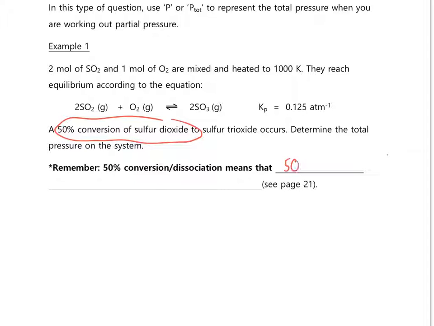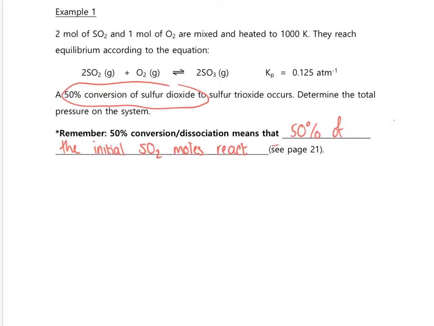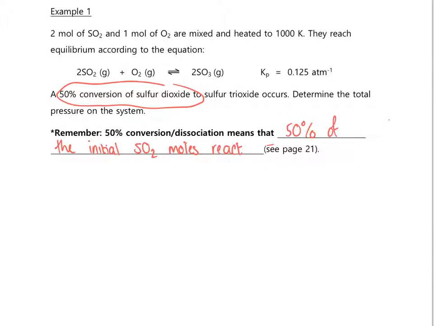It means that 50% of the initial SO2 moles react. And we saw that with Kc on page 21 with percentage conversions. So the first thing I want to work out before I start my calculation are the reacting moles of sulfur dioxide. I know that 50% of them reacted.